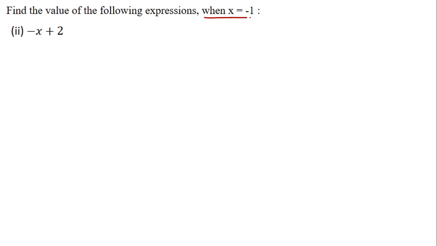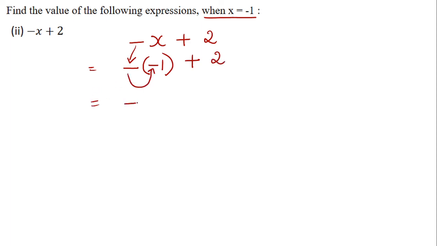When x is equal to minus 1, find the value of the following expressions. Minus x plus 2. So that's equal to minus. There is already this sign. So we are putting this sign. What is the value of x? Minus 1 plus 2. Now minus into minus is plus 1 plus 2. So plus 1 plus 2. Two same signs. Put the same sign and add. So that's equal to plus 3.